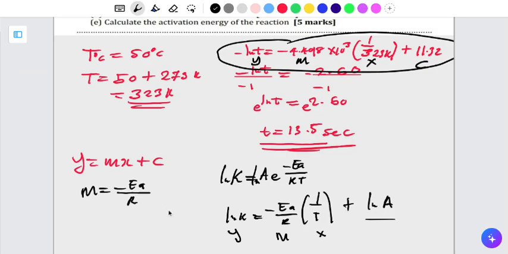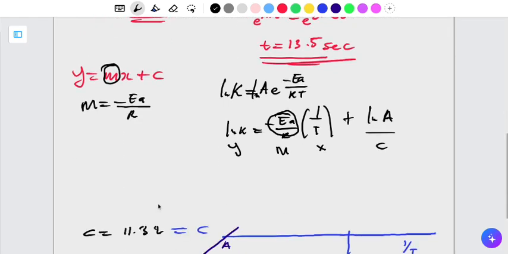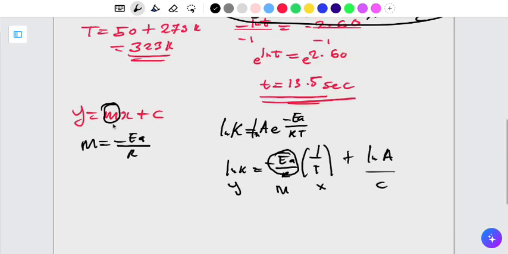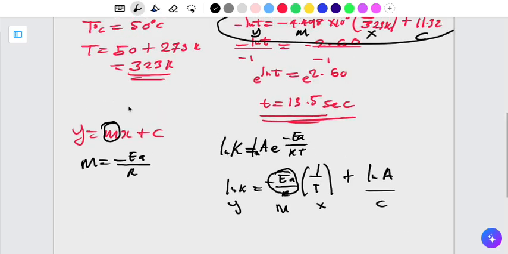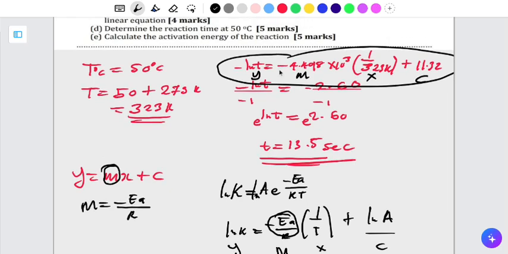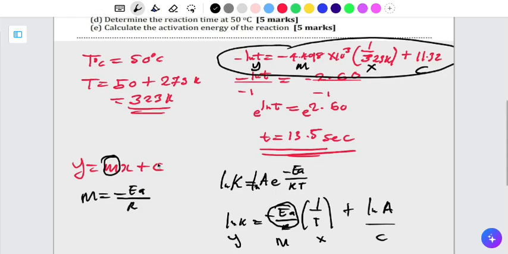So if we were to compare, the gradient is this one here, and the gradient here is also this one here. So m is going to be equal to negative activation energy divided by R. Since they are equal to each other, gradient is equal to gradient. So what is the gradient? From this equation here, the gradient is negative 4.498 multiplied by 10 to the power positive 3.